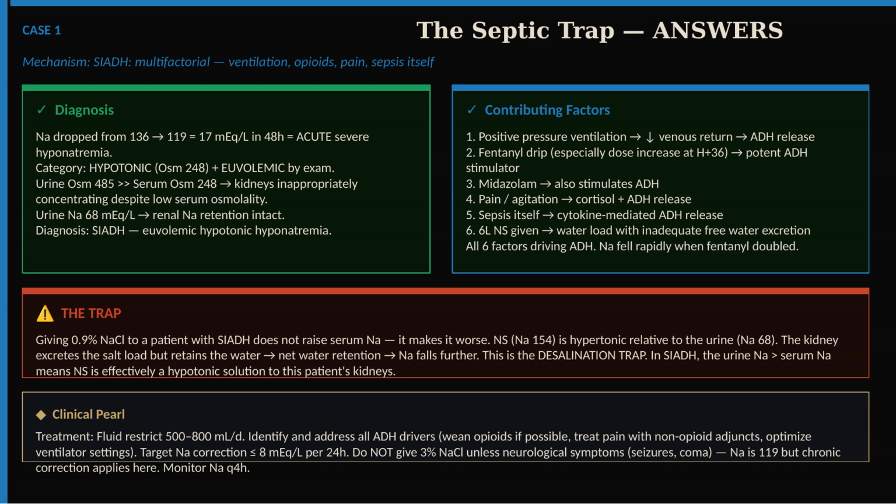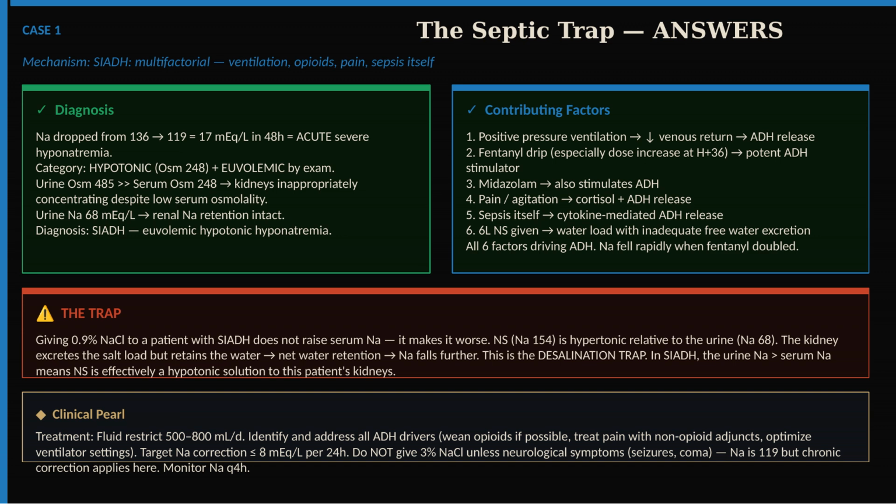Now the part that makes it an ICU case, there isn't one cause, there are 6, all stacked. Positive pressure ventilation reduces venous return and triggers ADH release. Fentanyl is a potent ADH stimulator, and notice the sodium fell fastest right after the dose doubled. Midazolam does it too. Pain and agitation drive ADH. Sepsis itself releases ADH through cytokines. And then, 6 liters of saline gave him the water load to express all of it.